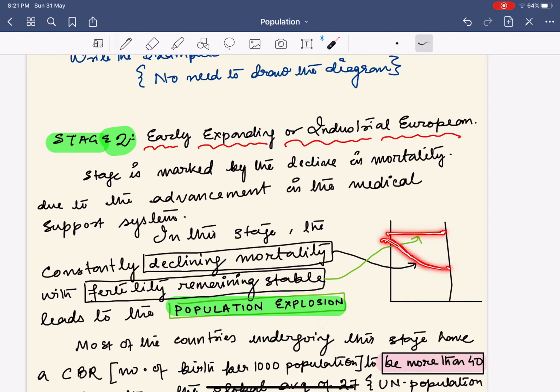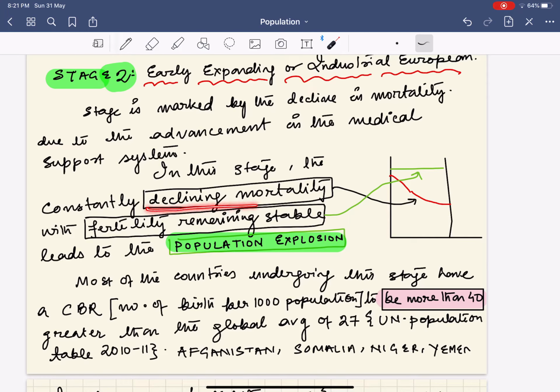Why has the mortality declined? The mortality has declined because of the advancement in the medical support system. Hence, it is in this stage that the constantly declining mortality, with the fertility remaining stable like this, leads to the population explosion. What is population explosion? It's nothing but the exponential growth in the population.